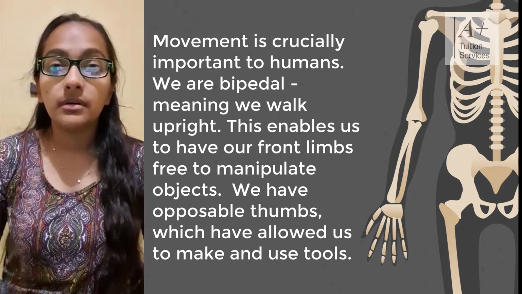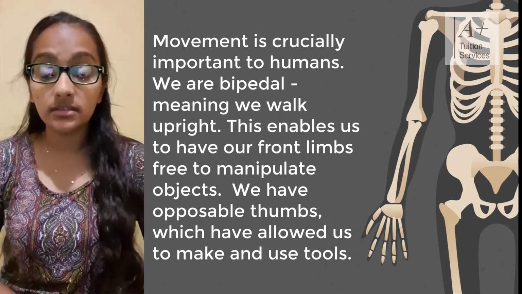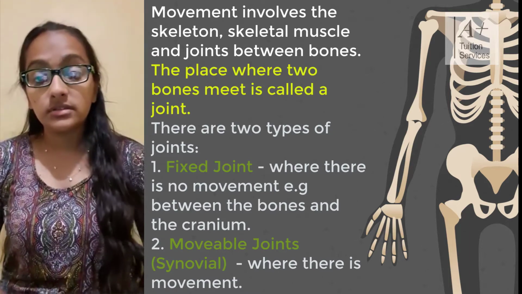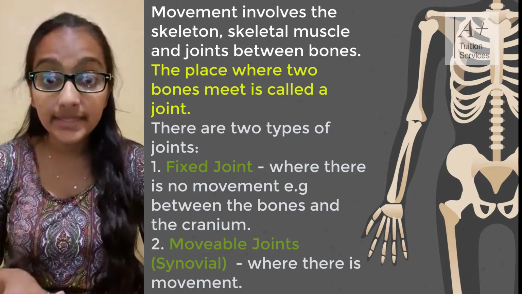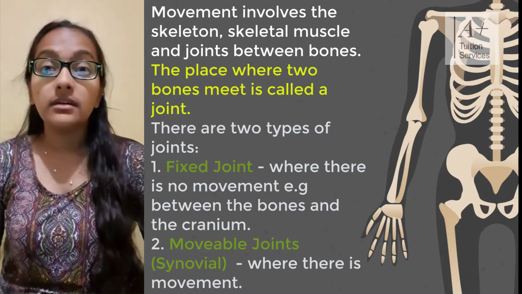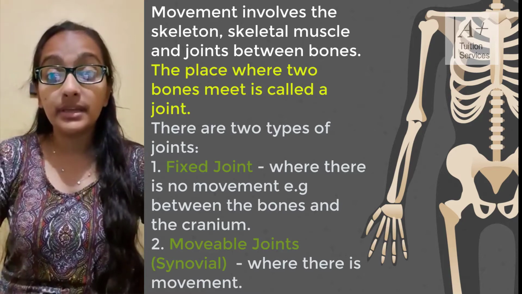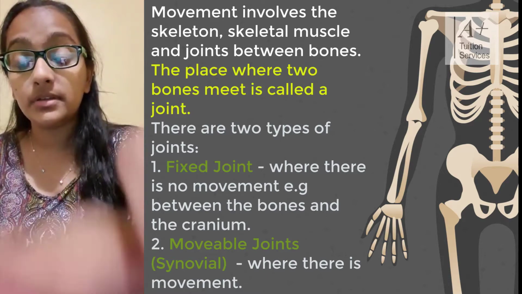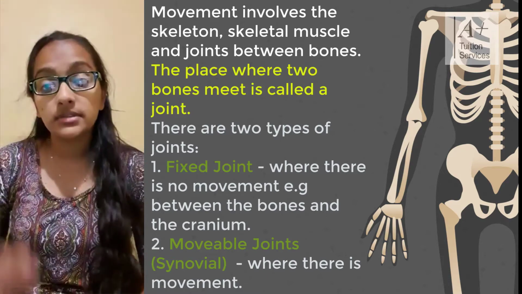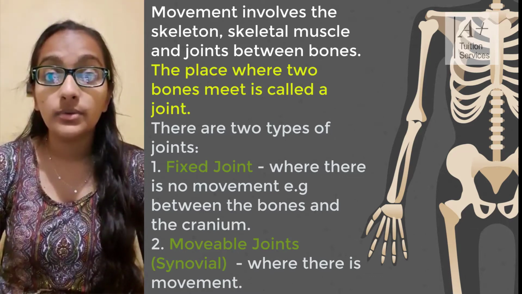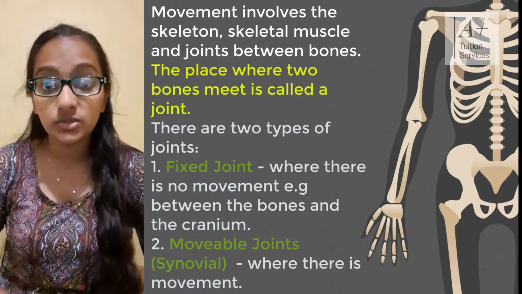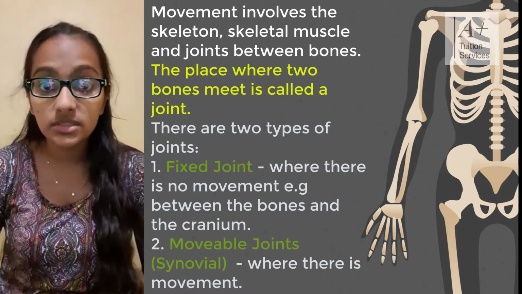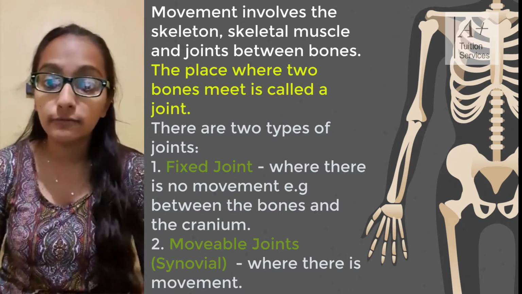So movement involves your skeleton, your skeletal muscles, and the joints between the bones. So the place where two bones meet, this is called a joint. And there are many types of joints as explained in the videos above, but for the purpose of this video, the types of joints we will talk about are two types: fixed joints, where there is no movement. Example, that's the joint between the bones of the cranium, as explained in the video before.